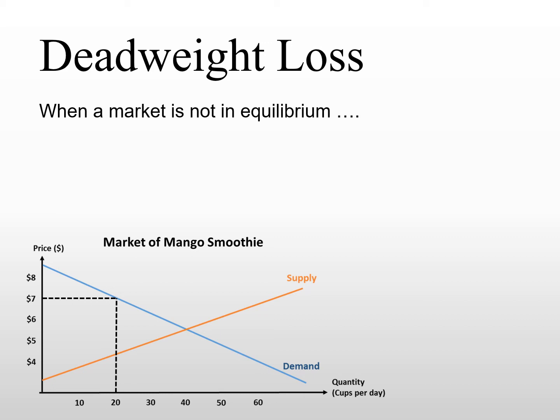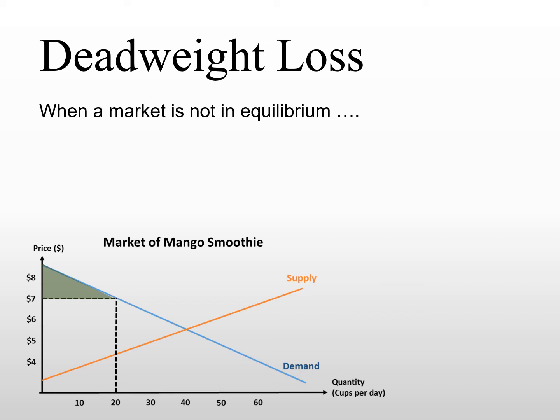Let's suppose we have a market that is not at the equilibrium, and for this market of mango smoothie, we know the price of mango smoothie is now charged at $7, which is much more expensive than what the equilibrium price suggested in this model. If we are going to capture the consumer surplus in this case, we look at the demand curve. Anything under the demand curve and above the market price, which is $7, the area of this green triangle, is used to represent the consumer surplus in the market.